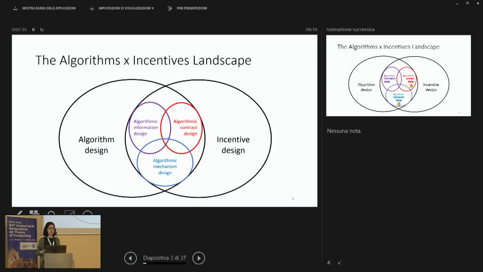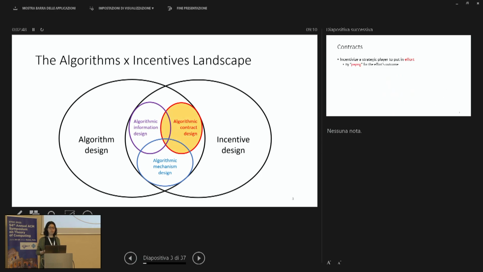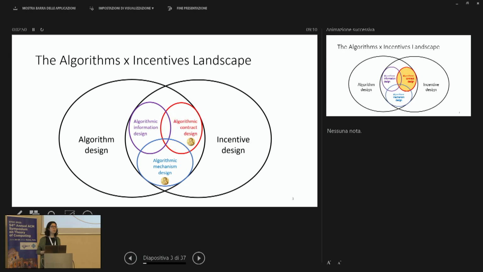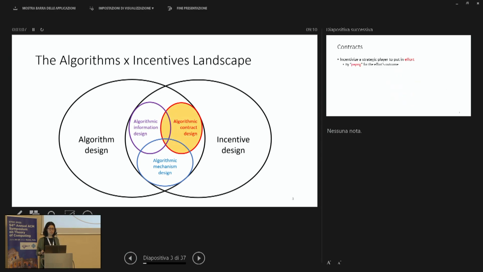Namely, there's algorithmic information design and algorithmic contract design, which are emerging in recent years as very promising areas of research. I will be focusing on algorithmic contract design. I did want to point out that in economics, all of these are almost equally important, I would say. Not algorithmic, just contract design, contract theory, and mechanism design, the theory of mechanisms. Both of these have been recognized by the Nobel Prize. So this is going to be our focus.